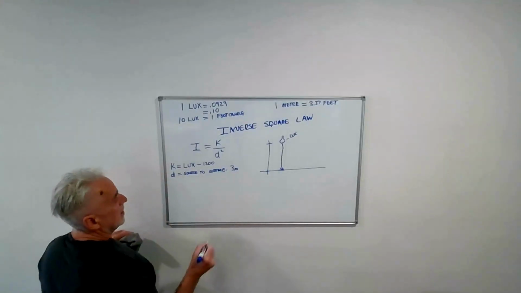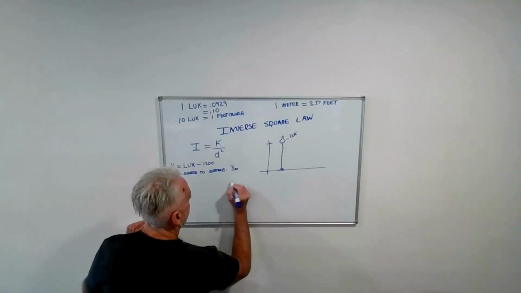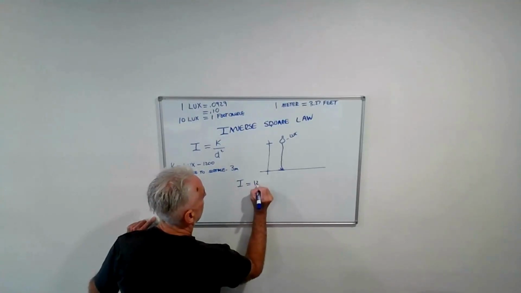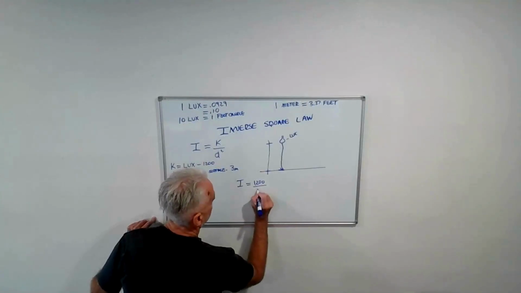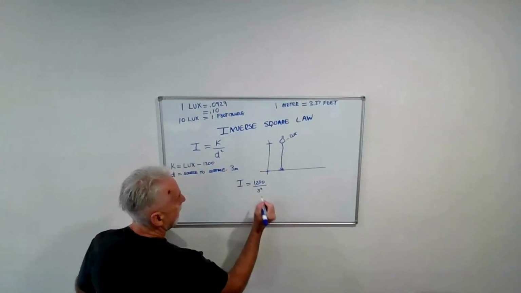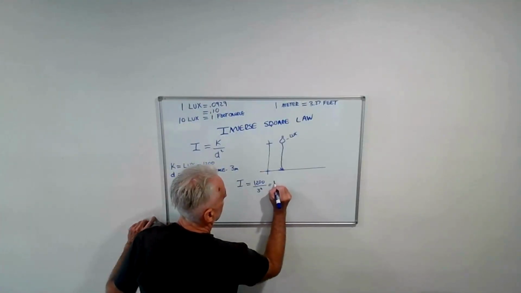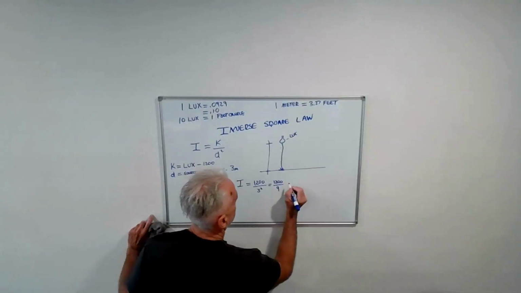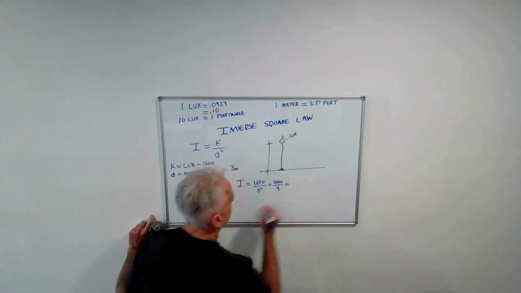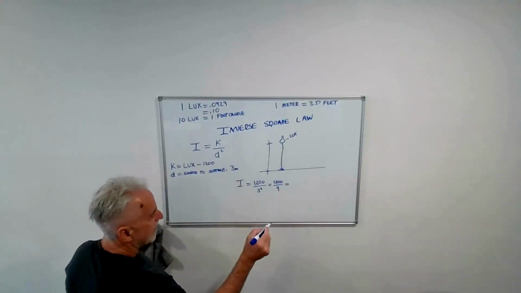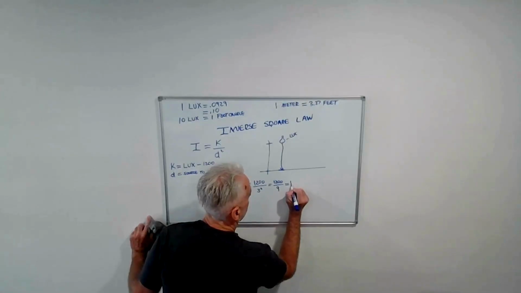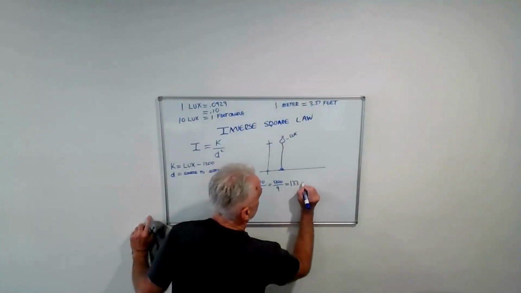Okay. So we plug that in. So I equals 1200 over 3 squared. So we got, we'll show all the work, 1200 over 9, and then 1200 divided by 9. I did this before, so I know it's going to be 133 lux.